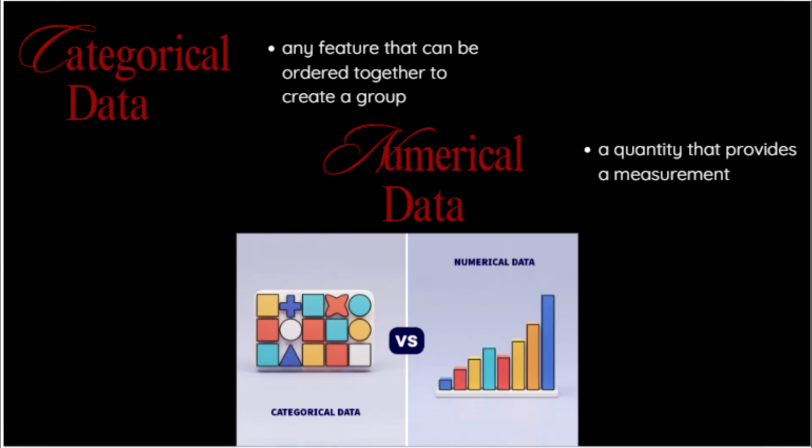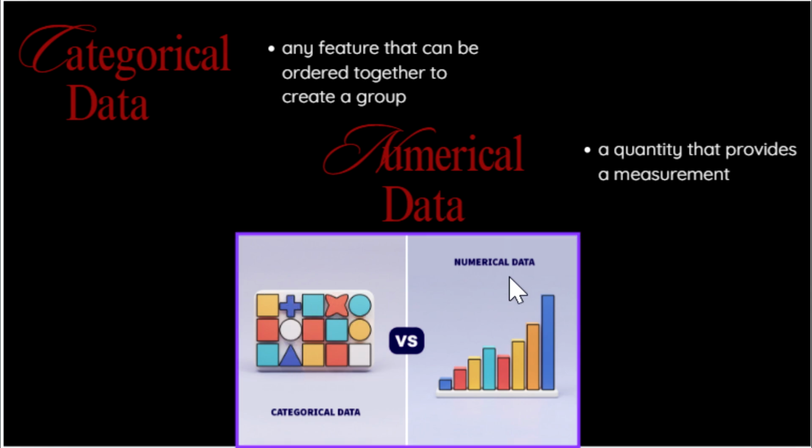First, let's talk about the difference between categorical data and numerical data. Categorical data is any feature that can be ordered together to create a group. In this example, these are all shapes, so these would all go in one unit. You could then break them down into all the squares, all the crosses, all the circles, all the triangles, all the X's, okay?